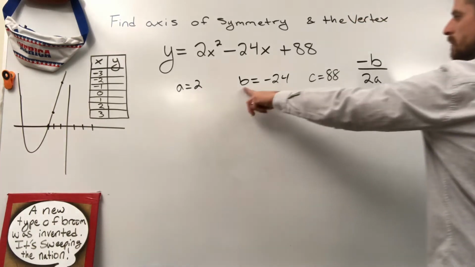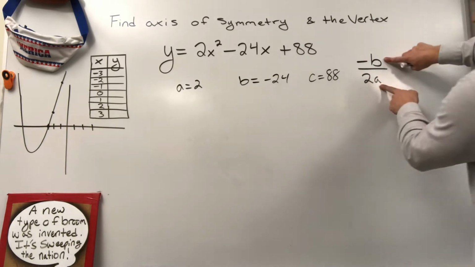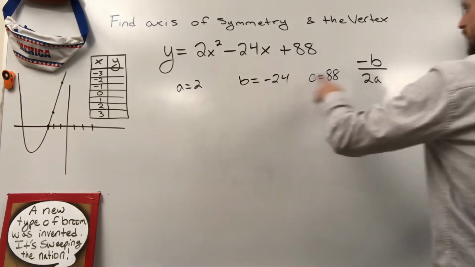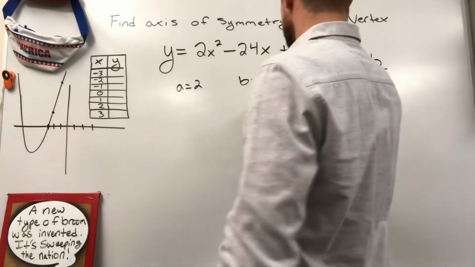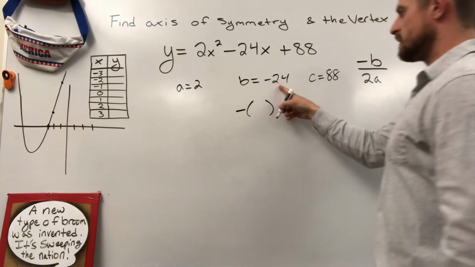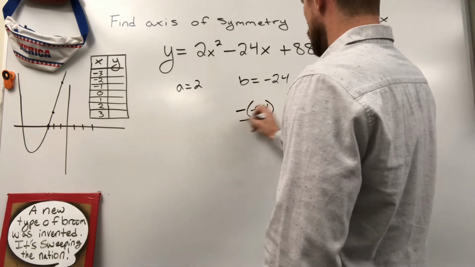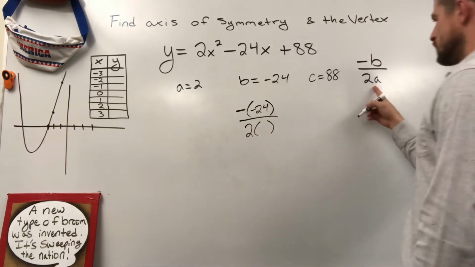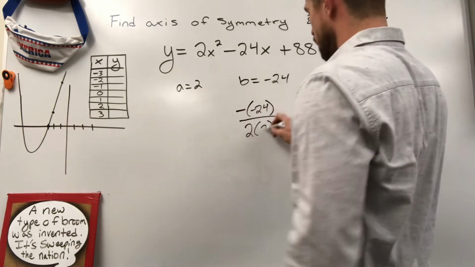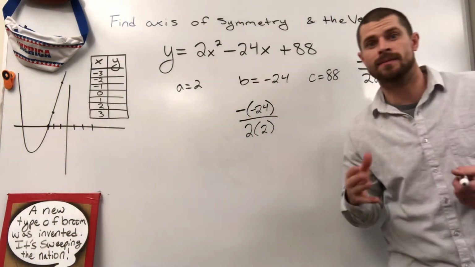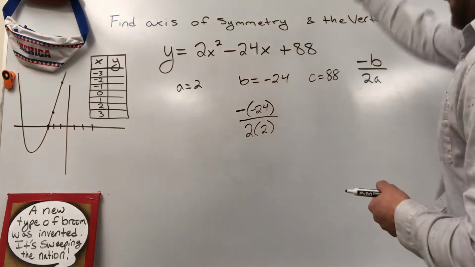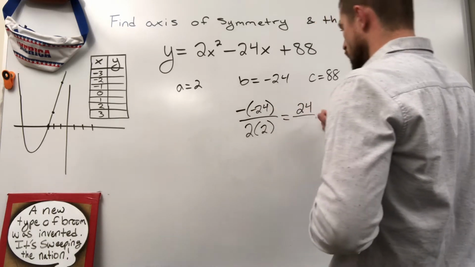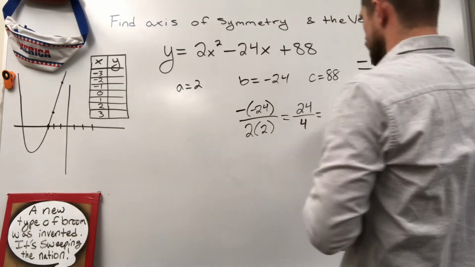So here are my pieces of information that I know. I'm going to plug in a value for b, a value for a, which means I want to use these two numbers right here. Okay, so I'm going to take -b. My b value is -24 over 2 times a, 2 times my a value, which is 2. Okay, what this is going to give me is the x value for my line of symmetry. So a double negative is really just a positive, so we're dealing with 24 over 2 times 2, which is 4, and that comes out to 6.